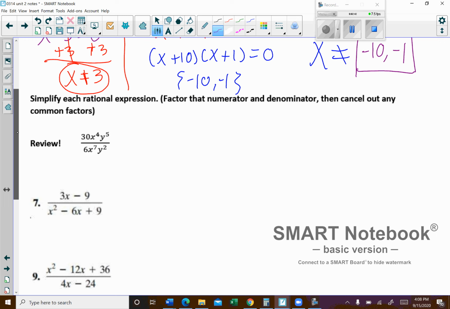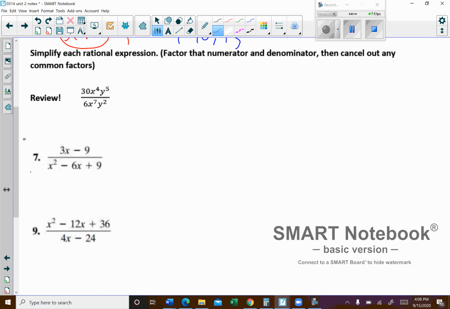All right, so now moving forward, we're going to focus on simplifying rational expressions, and a lot of the time factoring will be key to helping us do that. When simplifying rational expressions, factor the numerator and denominator, and then cancel out any common factors. I'm going to start with one that should look familiar to you. This is a review problem. You've already done problems like this, just to review and remember how these things work.